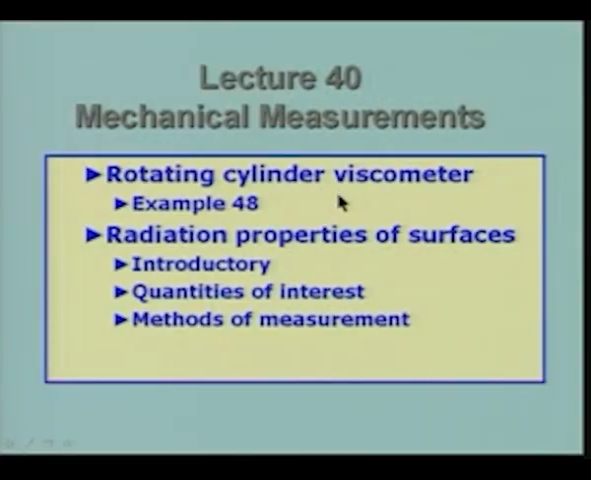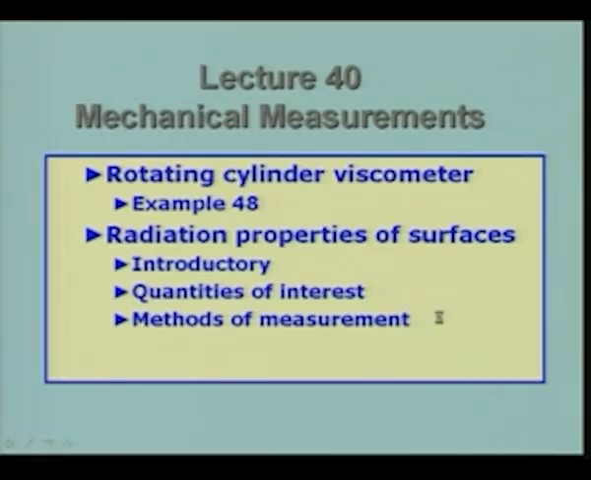After that, I am going to change the topic, and I will be describing in the rest of this lecture, and probably a little in the subsequent lecture also, radiation properties of surfaces and how they are measured. We are going to give some introductory ideas, then we will describe what are the quantities of interest, and then we will describe some methods of measurement of these.